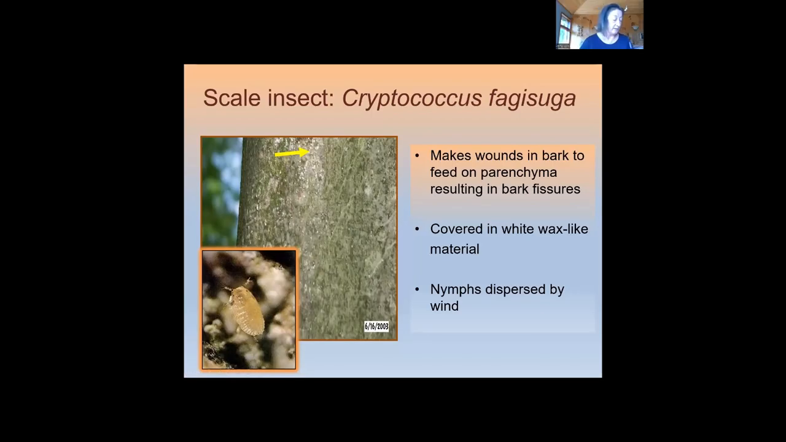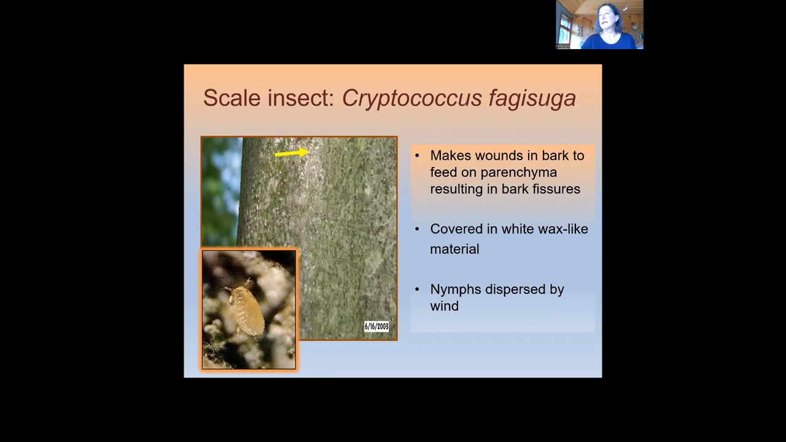The first part of the complex is this scale insect that makes wounds in the bark. This is the first phase of the beech bark disease complex. There's three phases that are historically recognized. So in phase one, the advancing front, this corresponds to areas recently invaded by the insect. When the insect is feeding, it makes fissures in the bark, and in these fissures, you can see this white waxy material. So when we're in the field looking for beech bark disease entering a stand, we first look for this white wax complex.